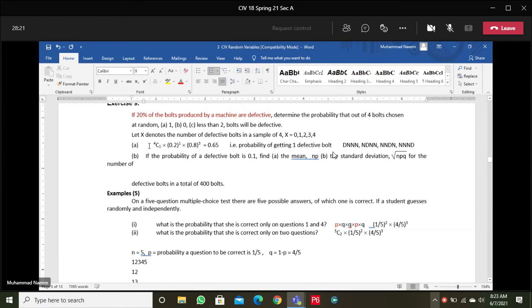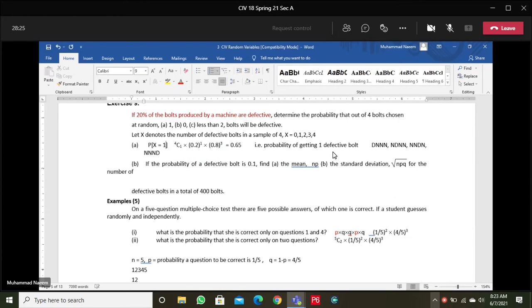We need the probability for X equal to 1 in the first part. So we will have p power 1 and q power 3. And these 1 defective and 3 non-defective items may be shuffled in 4C1 number of ways. This will be the coefficient. So in this way, we get the final answer.